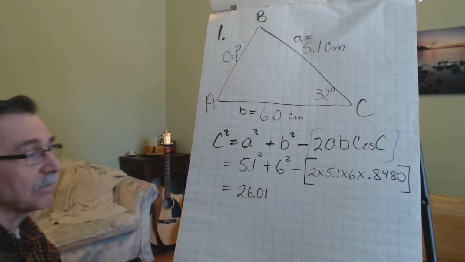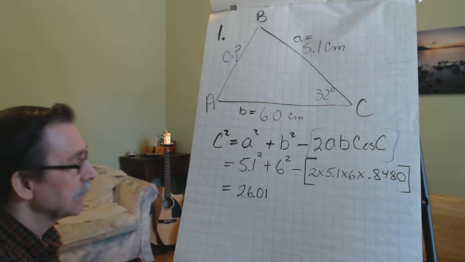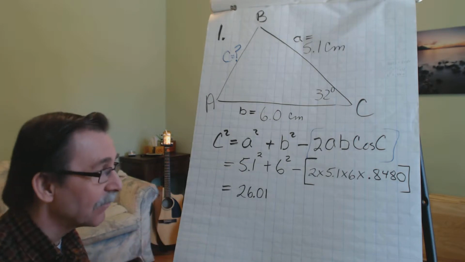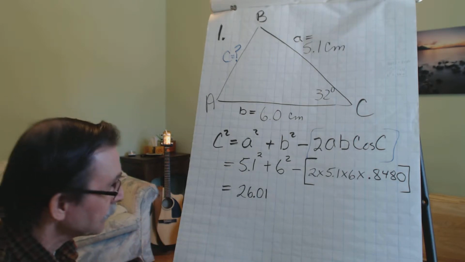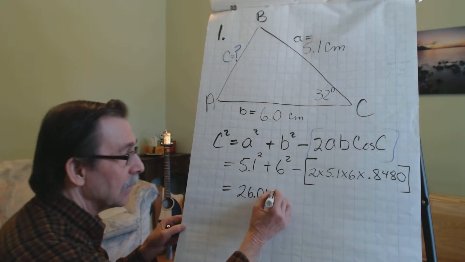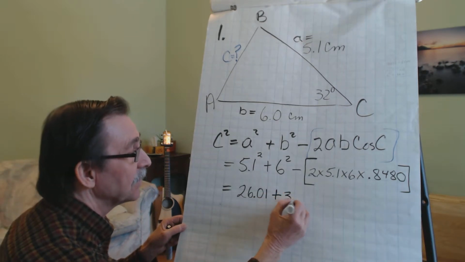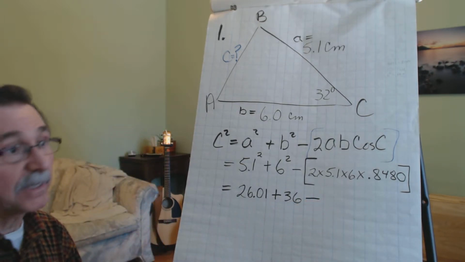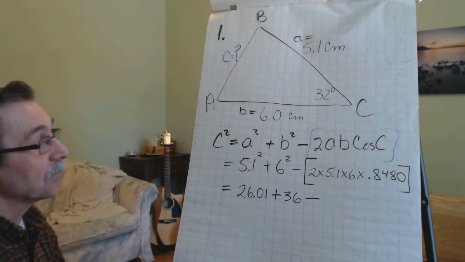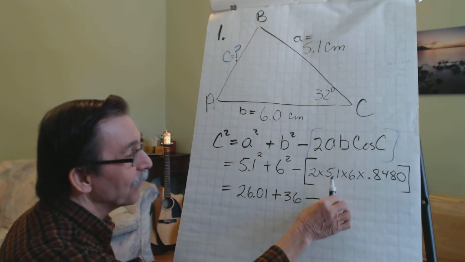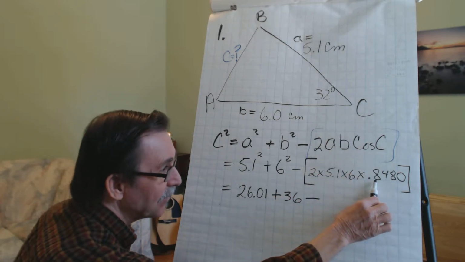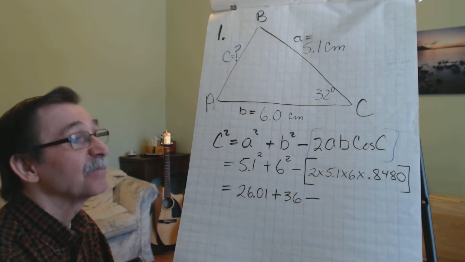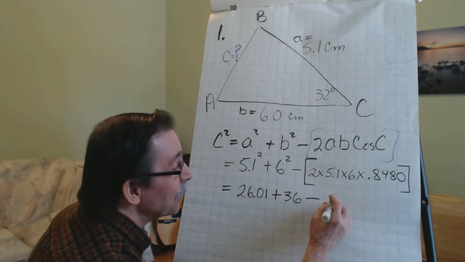At this point, you might be saying, I can't keep up with this. Just get the notes, and then you read the notes later. That's the whole purpose behind notes. Plus 36, minus this big mess. And for the big mess, you go 2 times 5.1 times 6 times 0.8480. You get this big mess, and we are going to call that about 51.9.